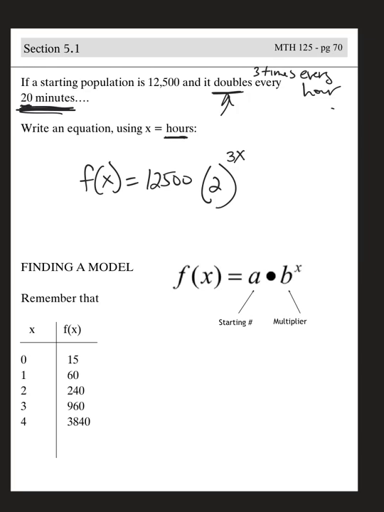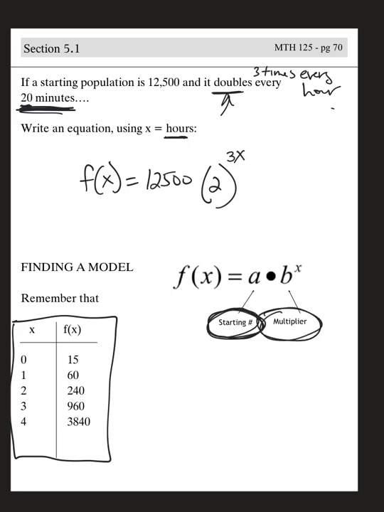Finding a model. Okay, so what happens if you end up being given information in a table and you're asked to find an equation, an exponential equation that matches it? Remember that you have to just find two numbers, the starting population and the multiplier. The starting population is usually pretty easy to identify because it starts at 0 hours or 0 days or whatever this represents. So for this, I can plug in 15 for A. I have to figure out the multiplier.